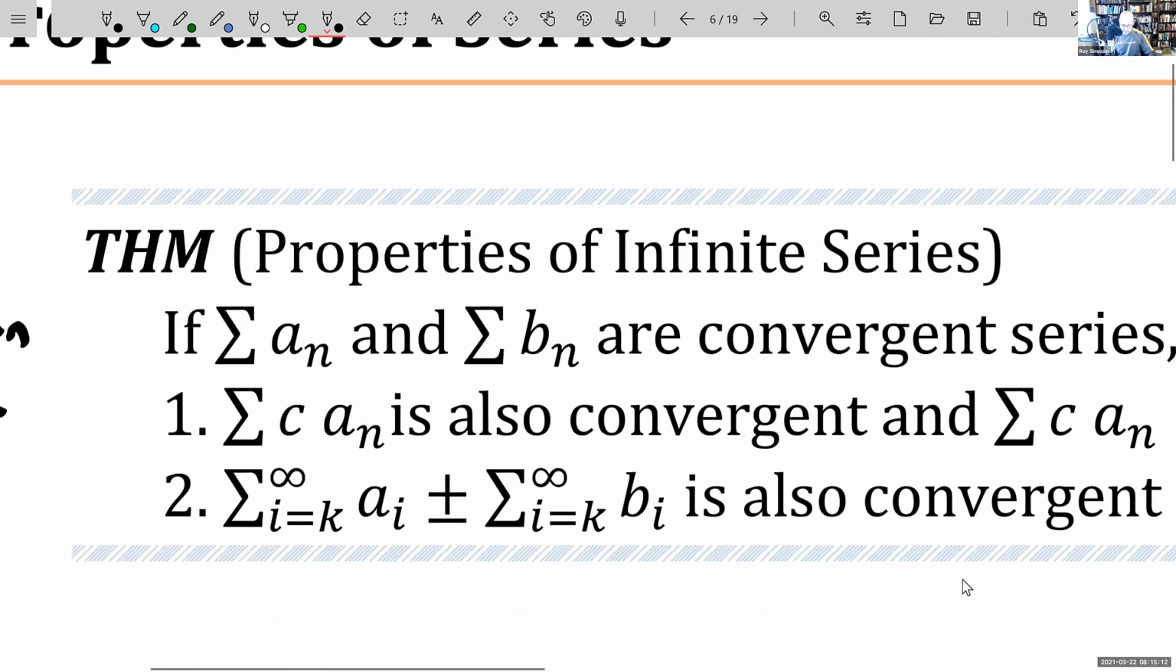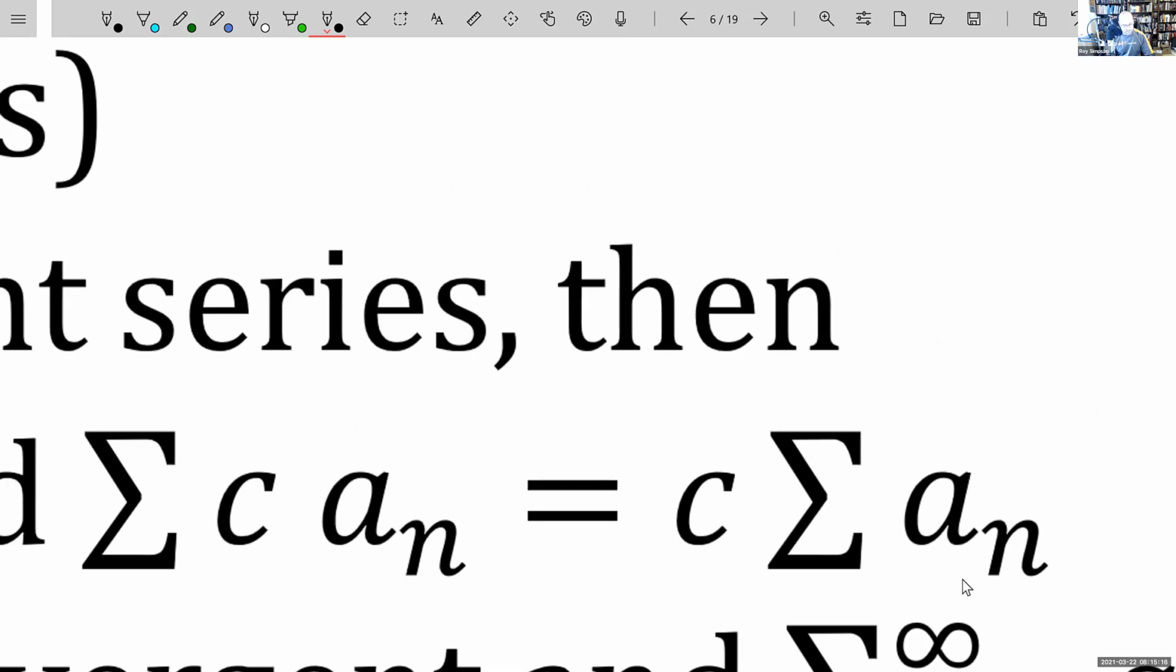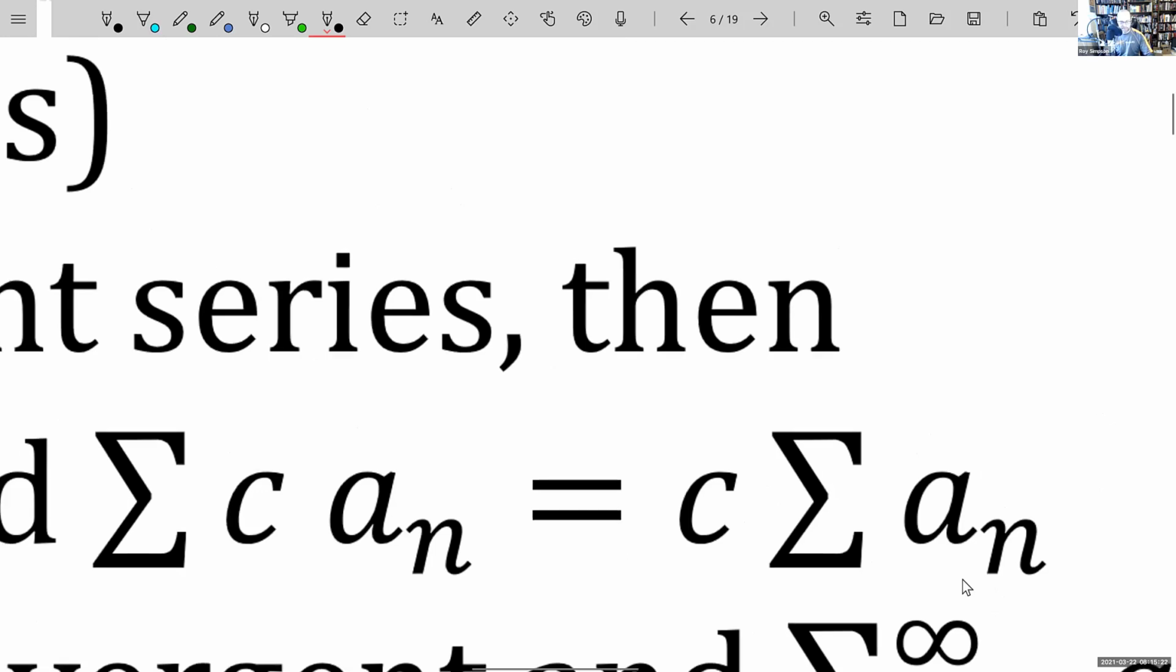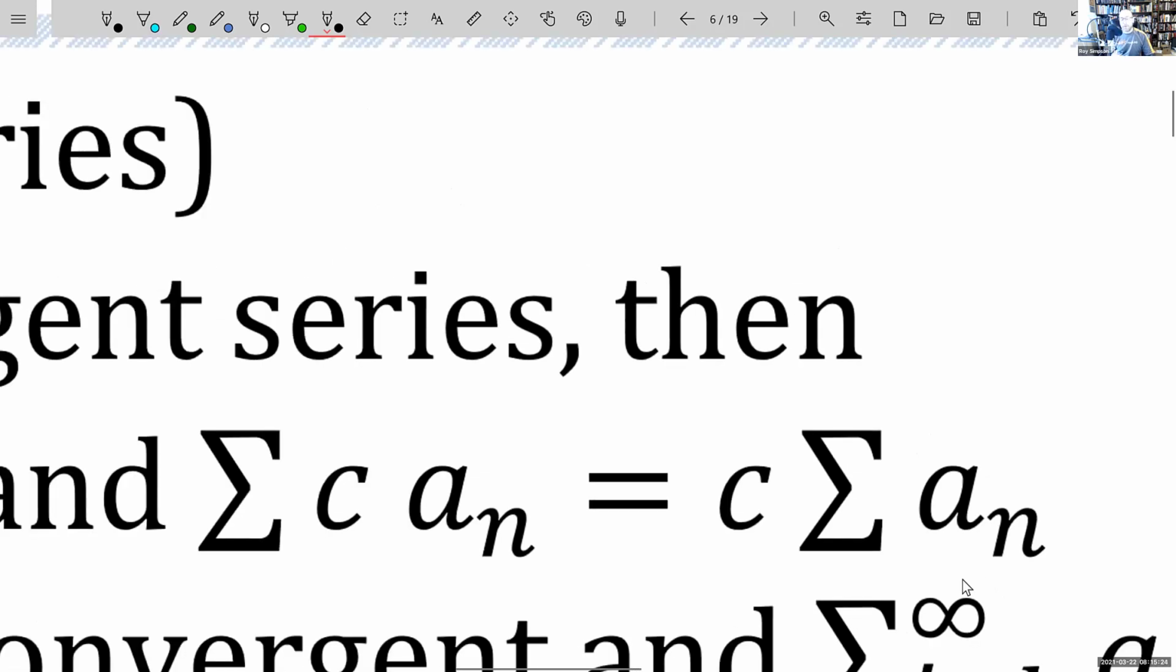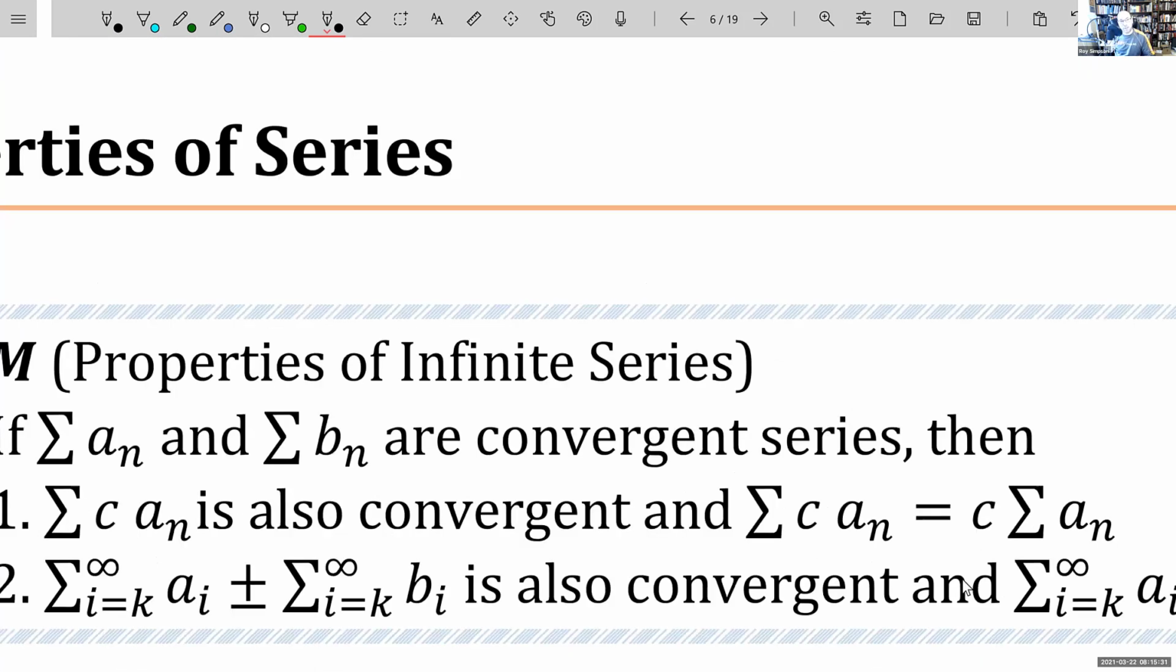And so that's what this statement right here is. The summation of c times a sub n is equal to c times the summation of a sub n. Scalar multiplication is what we'd call that. Scalar multiplication does not affect convergence or divergence of a series.